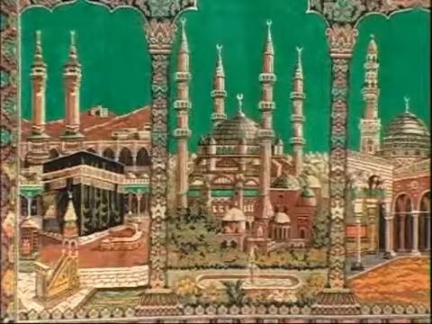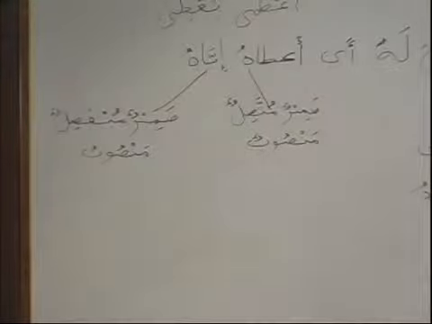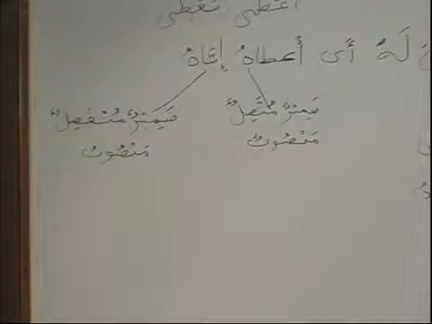There is another mansub form of the damir which is called munfasilun. Separate, on its own. This cannot come on its own. It cannot come. It has to be attached. But that iyahu can come on its own. And we will study later on in the lessons what are the rules for using damirun munfasilun, mansub. We will be learning them.